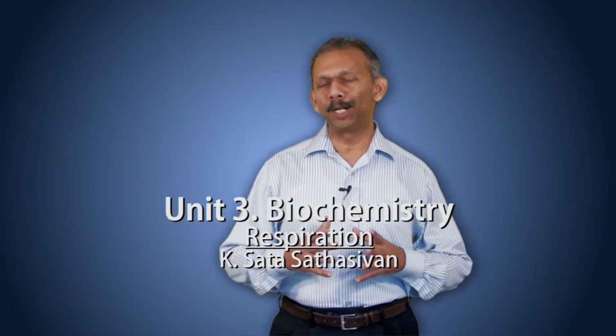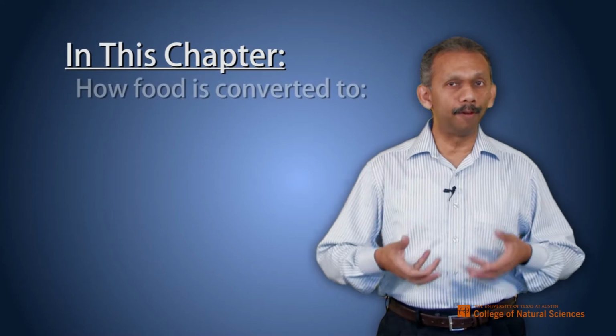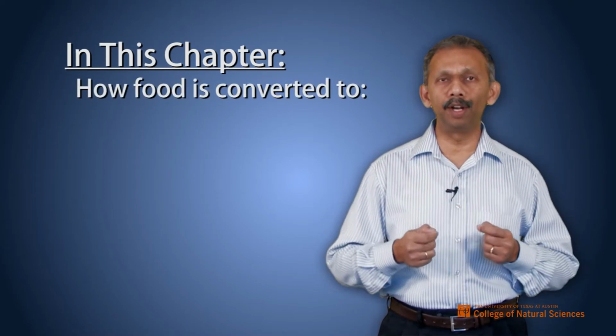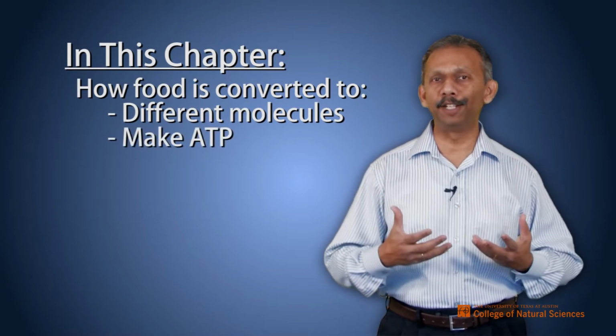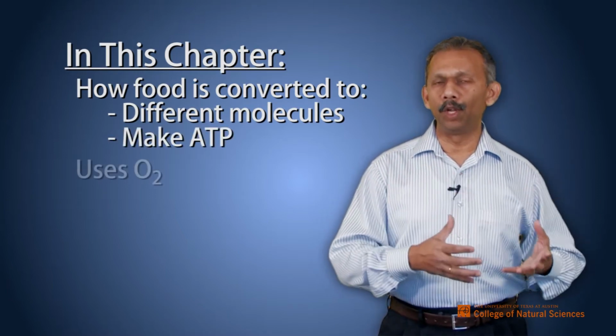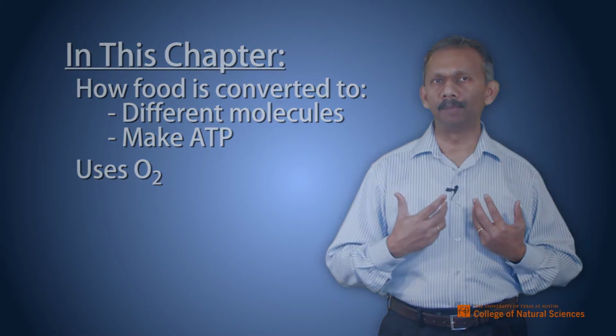So in the previous chapter on metabolism, we looked at ATP and energy coupling. In this chapter, we are going to see how the food we ingest is converted into different molecules and in that process also makes ATP, utilizing oxygen that we breathe in.